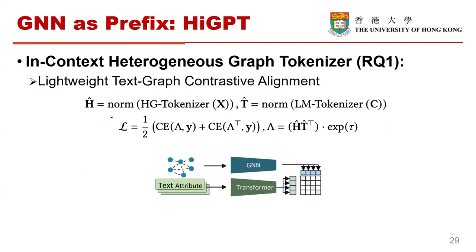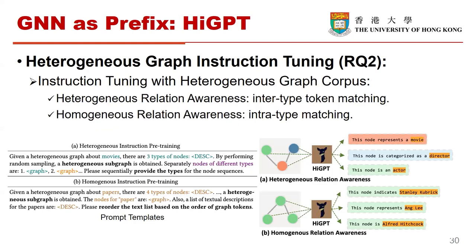And to conduct the initial text grounding, we introduce a lightweight text-graph contrastive alignment, which is shown in the slides. It also initially aligns the graph modality and the text modality.